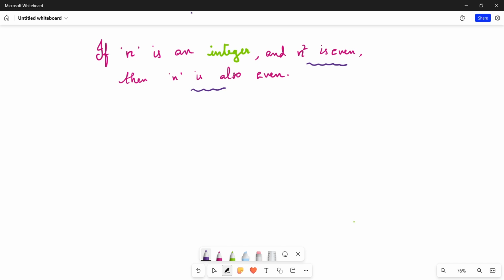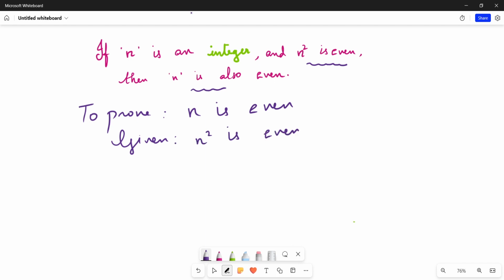So what do we have to prove? To prove: n is even. But what is given to us in order to prove that n is even? What is given to us is that n squared is even, and n is an integer. So let us proceed with the proof.